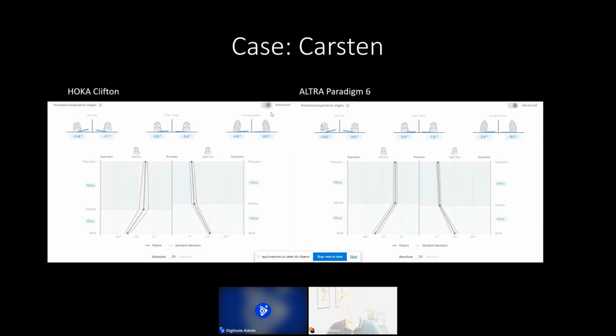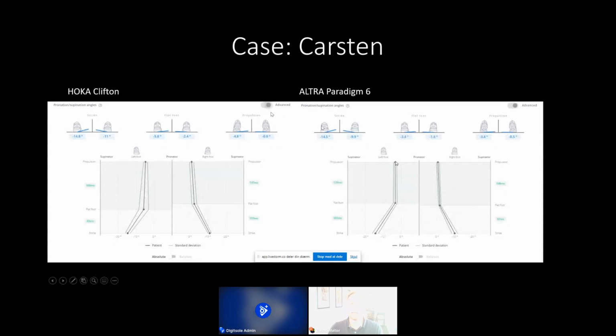It has zero drop again. Hoka Clifton has a bit of drop, and it has some other guiding principles than the Clifton has. And you see, this is a measurement that is done exactly on the same day, just 15 minutes later than the first measurement. And we see a whole other alignment between the median and the standard deviations here.